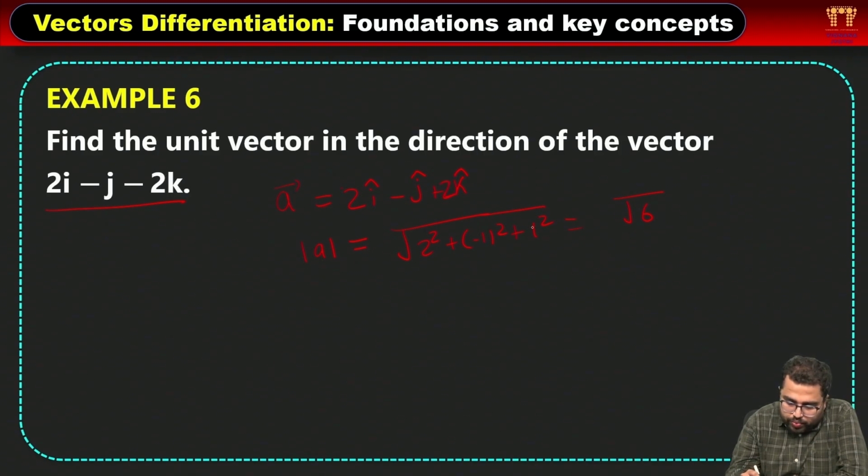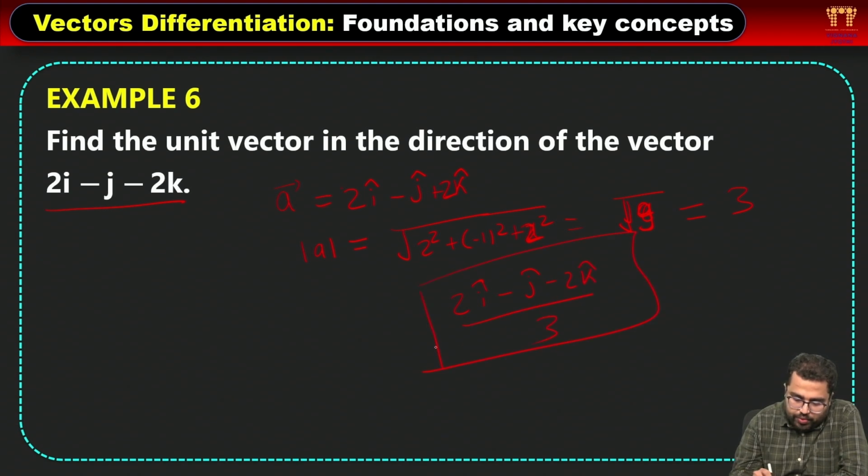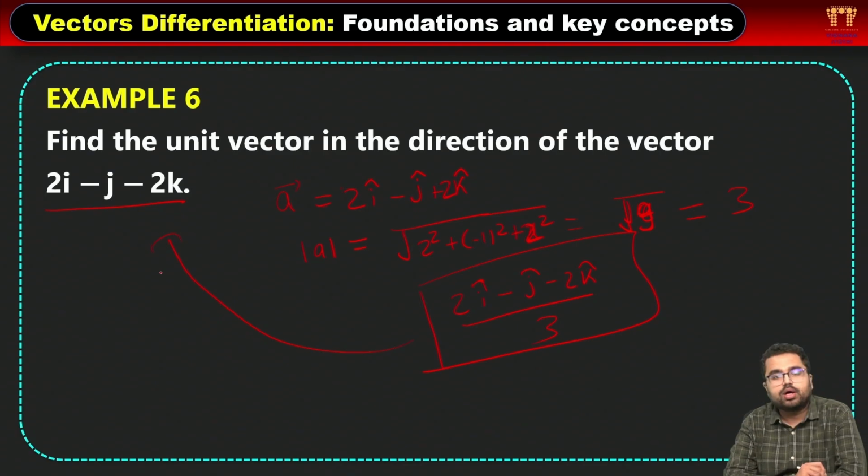Sorry, this is not 1, this is 2k. So here 2 square you have to do. So this is 2 square, which is 4, plus 1 plus 4. So it gives me 9. So under root of 9 is what? Under root of 9 is nothing but 3. So what is the unit vector in the direction of this 2i minus j minus 2k? You have to divide it by its magnitude. So it gives me 2i minus j minus 2k divided by 3. So this is our required unit vector in the direction of this given vector.